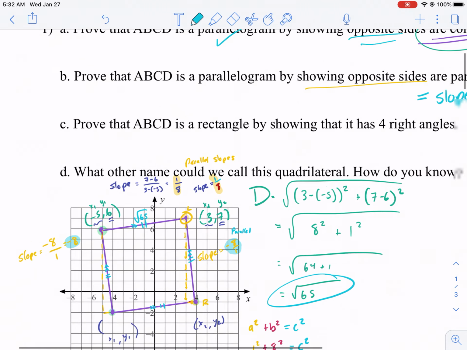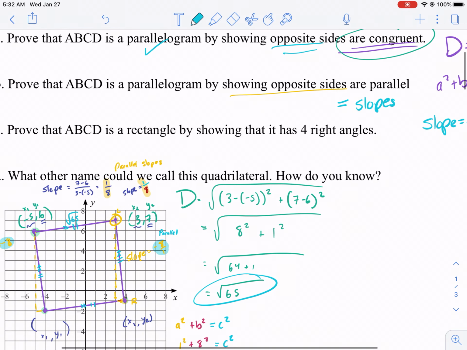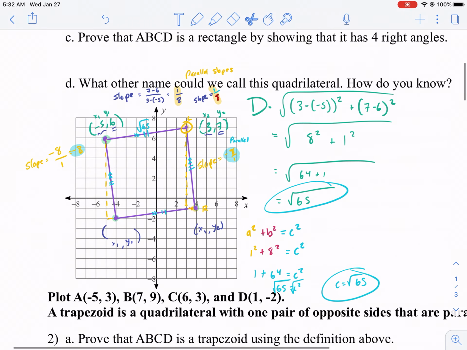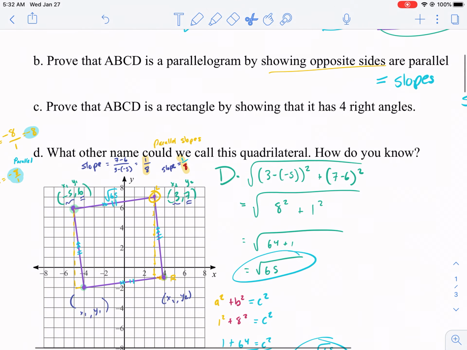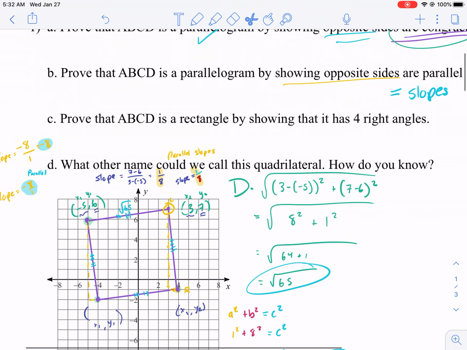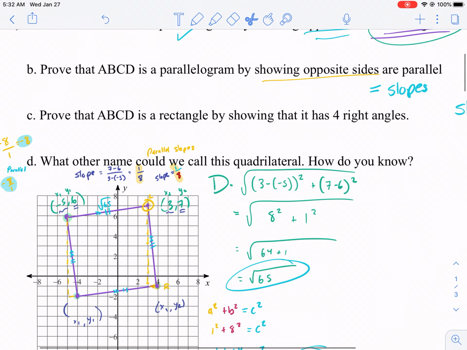So we proved opposite sides are parallel. That is excellent, okay? We had the sides slope equals negative 8. We had another slope negative 8, okay? Opposite sides parallel because the slopes are the same. It's done with step 2. Now, prove ABCD is a rectangle by showing that it has 4 right angles.